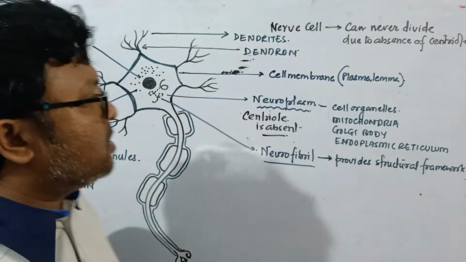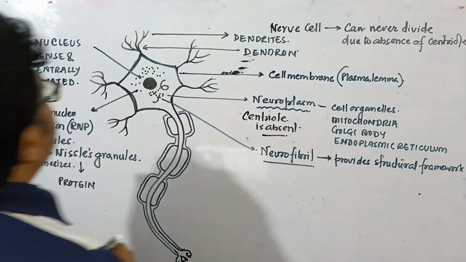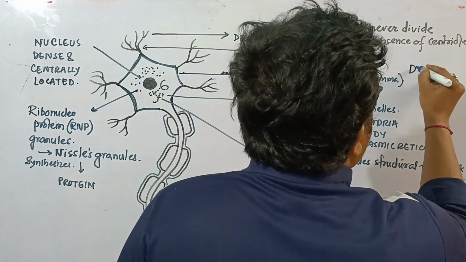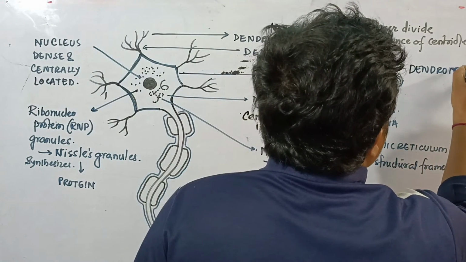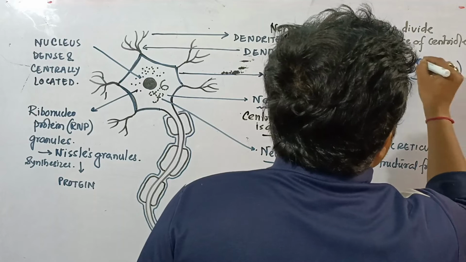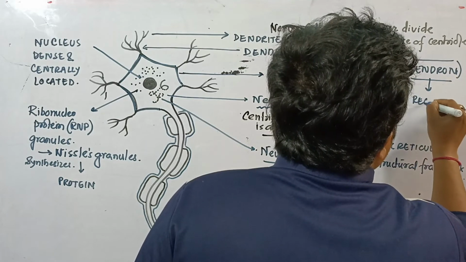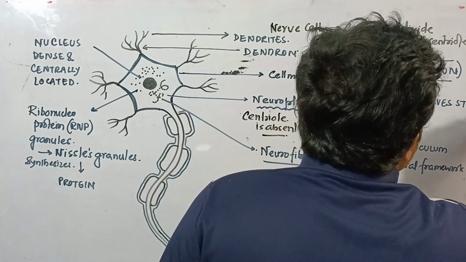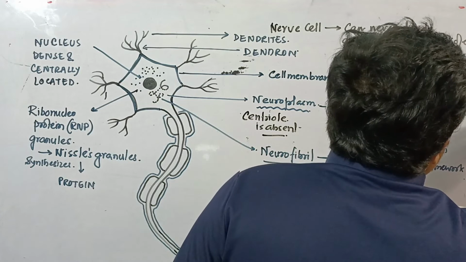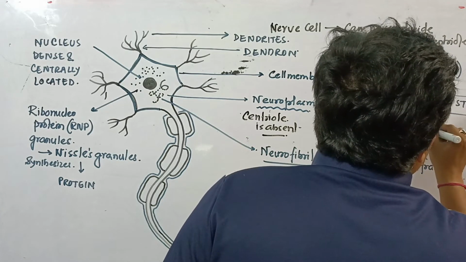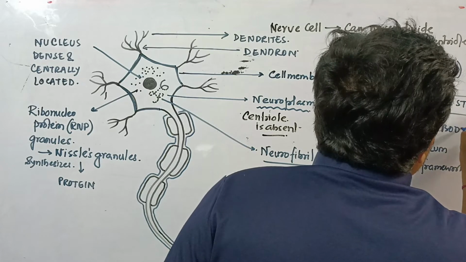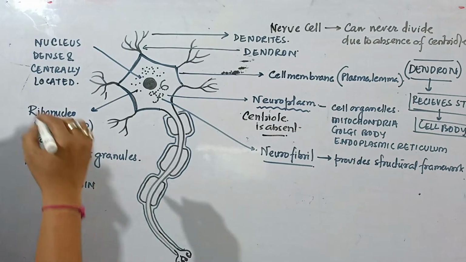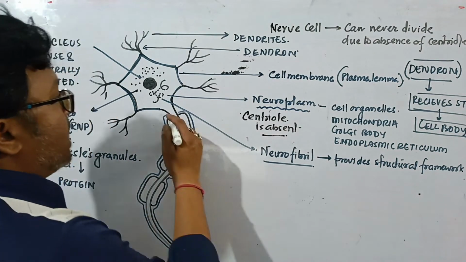Now what is the function of this dendron? Let me tell you. Dendron receives stimulus. So dendron basically receives what? It receives stimulus. It helps to receive stimulus, and this stimulus is then carried to the cell body. Now what is the function of the cell body? Now this cell body then conducts the stimulus to the axon.